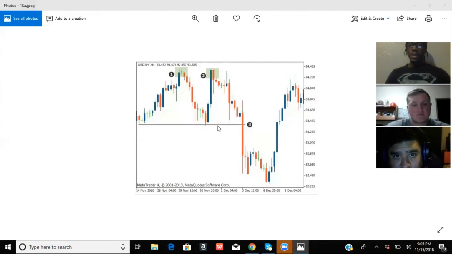And then this neckline right here, like you said, once this is broken, that's when you enter in on a double top. So basically off of this candle right here, this is a very long one. So to close this candle, you would enter in on a sell for that candle. All right, so that's textbook how you do it.